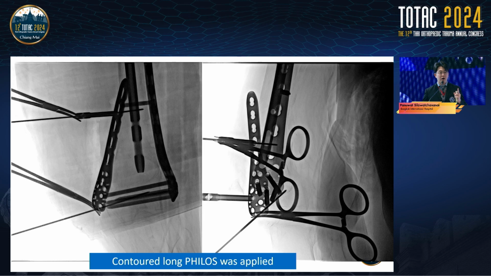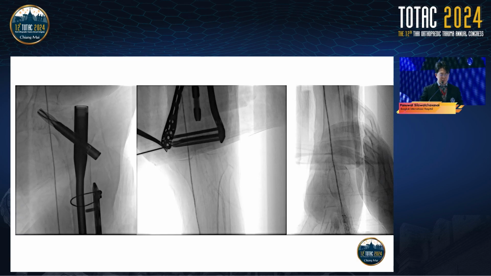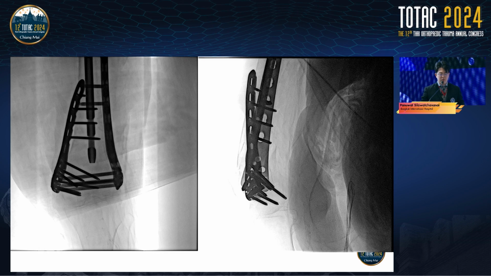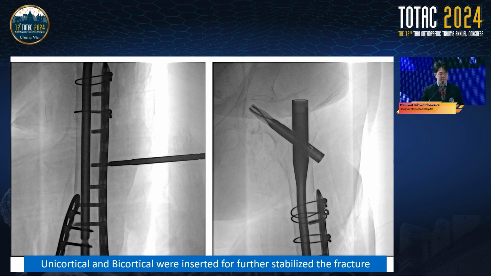We contoured the Philos; the long Philos was applied with a contour to the anterior side. And then we went on with fixation as planned. We checked the alignment and the hip-knee angle. In the lateral view, you see that we twisted the Philos to the anterior to get a direction that does not interfere with the old PFNA implant. Then unicortical and bicortical screws were inserted to further stabilize the fracture.